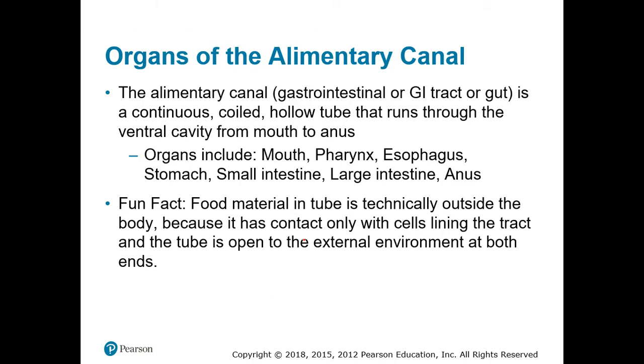So as we just mentioned, there are those two major areas. The alimentary canal organs are going to include things like the mouth, your pharynx, your esophagus, stomach, small and large intestine, and then your anus. And a fun fact about this is that food is technically considered outside the body as it moves through your GI tract.